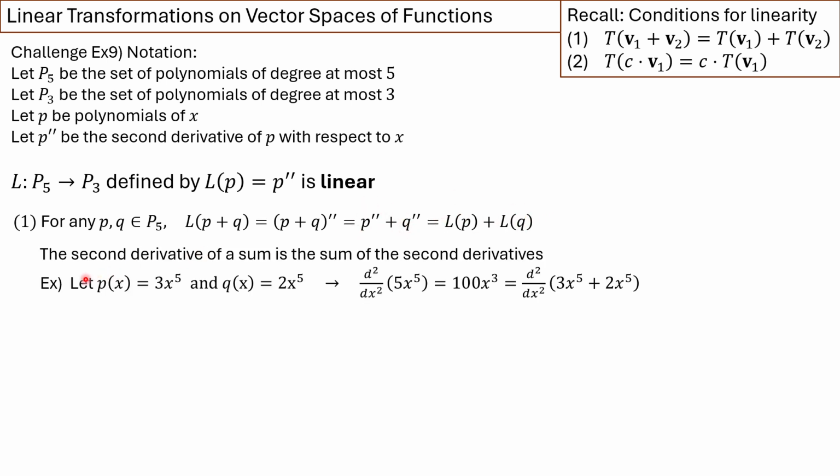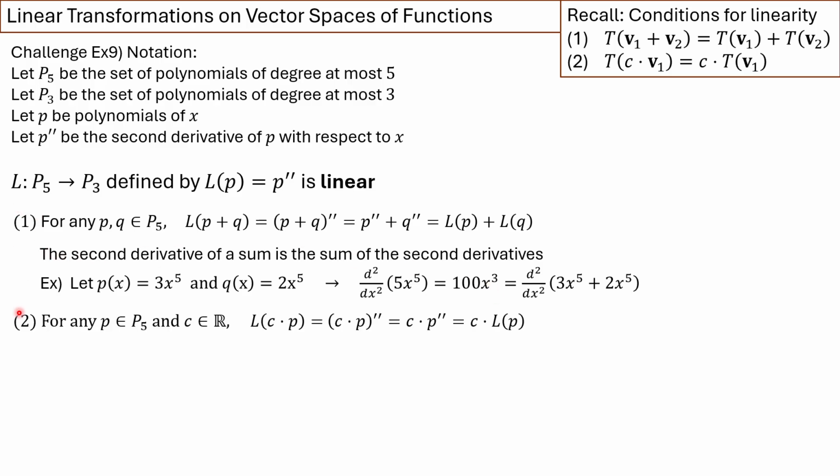All right, so for example, if you had p of x was 3x to the fifth and q of x was 2x to the fifth, their sum, p plus q, is 5x to the fifth, right? If you were to take the second derivative of that, you get 100x cubed. That's exactly what you'd get if you took the second derivative of 3x to the fifth plus the second derivative of 2x to the fifth. You'd still get 100x cubed. So we have met the first check.